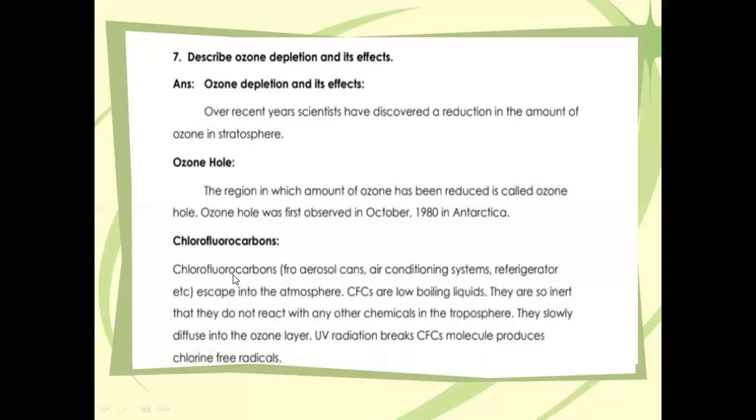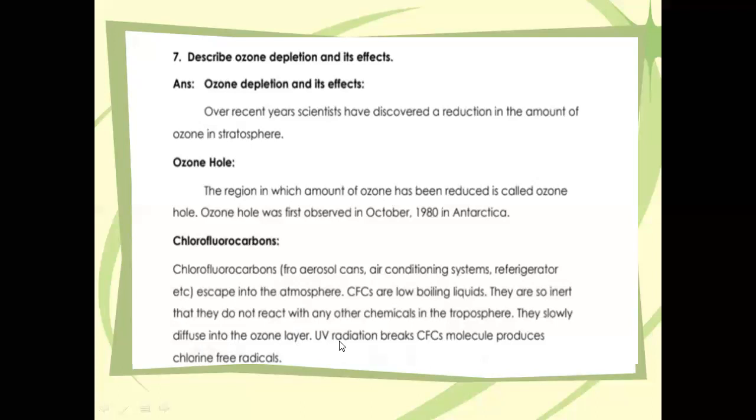So chlorofluorocarbons escape into the atmosphere. They are low boiling liquids. They are so inert that they do not react with any other chemicals in the troposphere. In the troposphere, they are totally unreactive. So they slowly diffuse into the second layer of the atmosphere, that is the stratosphere, which is also called the ozone layer. In the stratosphere, the ozone is present, so we can call it the ozone layer.